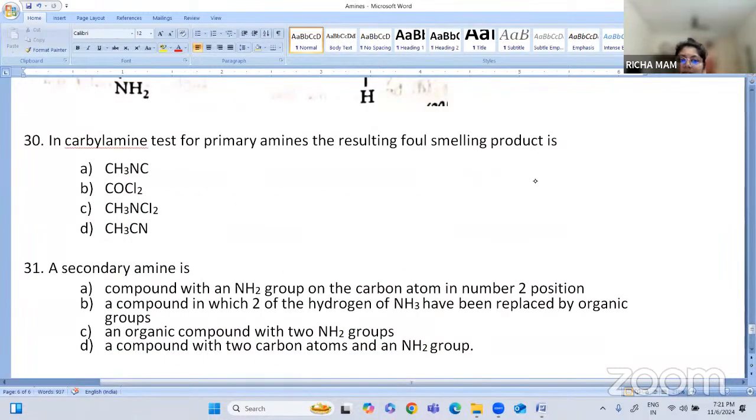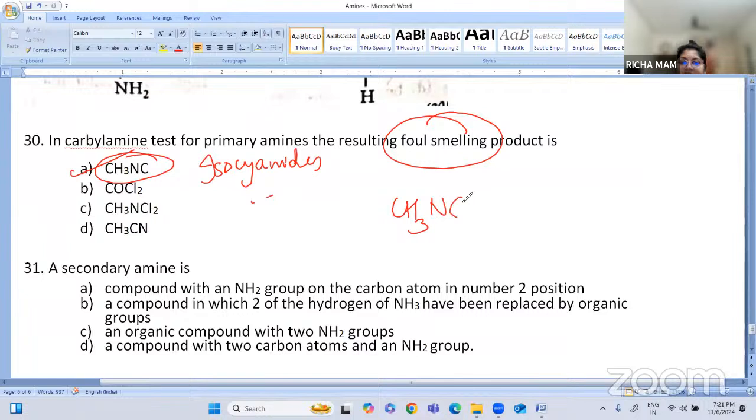In the carbylamine test for primary amines, the resulting foul-smelling product is... you get a very bad smell. So why do you get that smell? The foul smell is due to the formation of isocyanides, that is CH3NC. In the carbylamine test, the final product is isocyanide. Because of this isocyanide, you get that very bad smell.